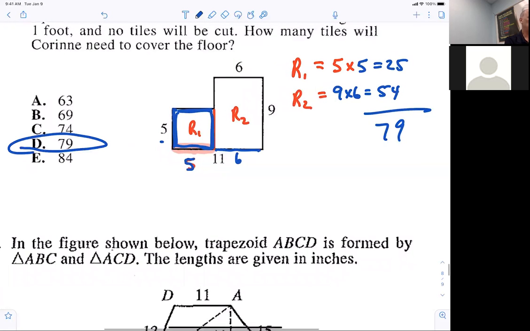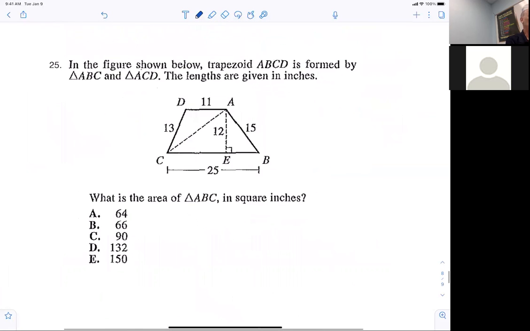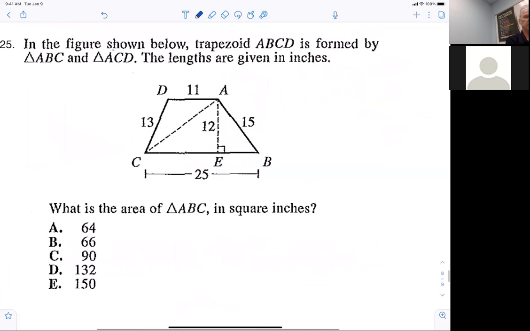All right, so last one. We have a trapezoid here. I'm about out of time, so let me just go ahead and knock it out. The problem here is you have to look and see they're asking about this triangle right here. Does everybody see that? So that triangle formula is still 1/2 base times height.